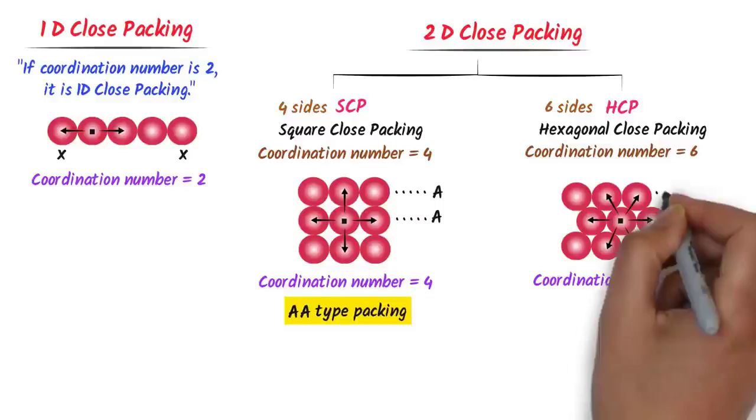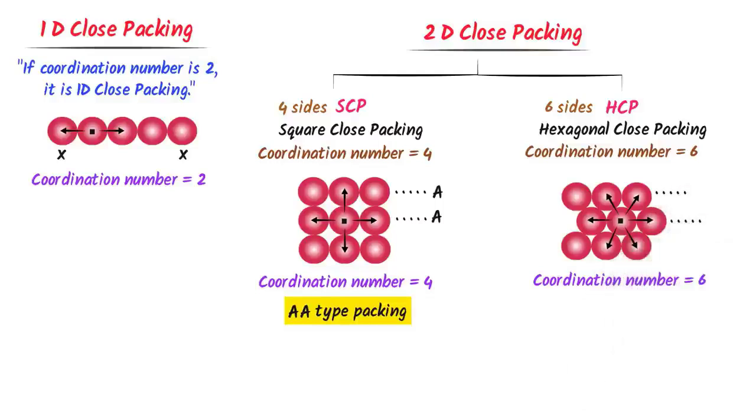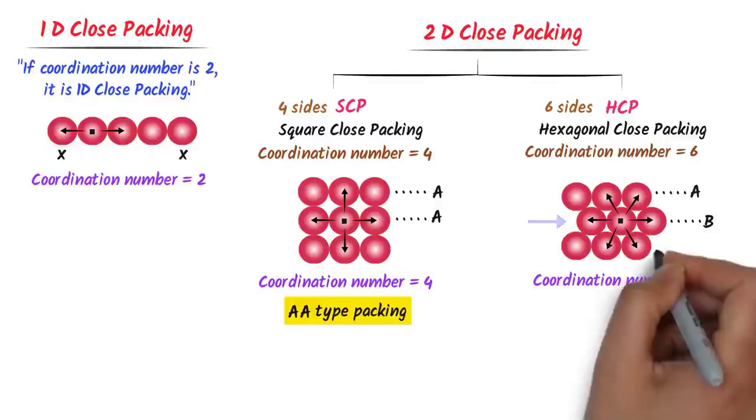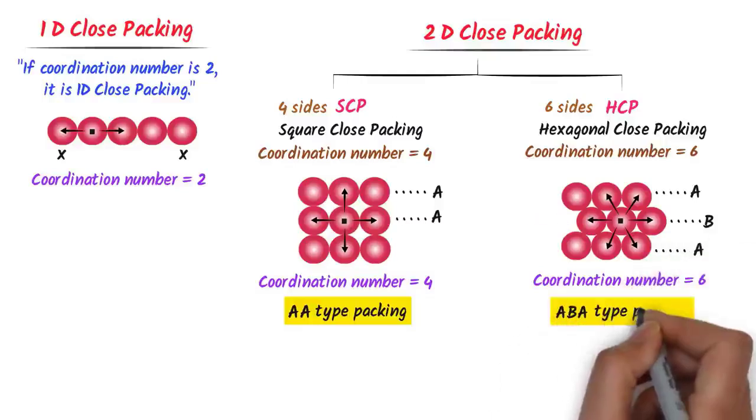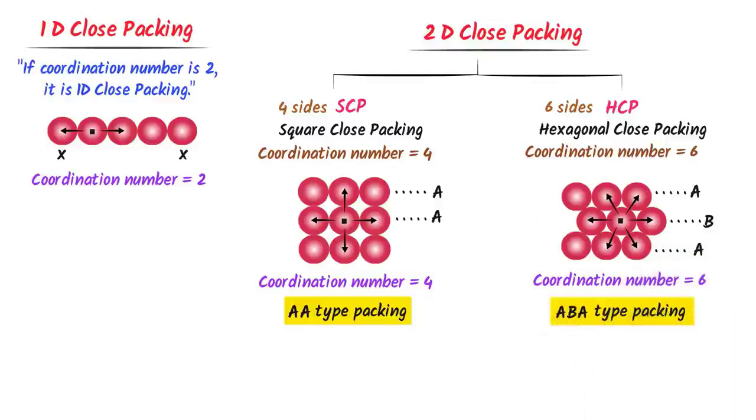Remember that this layer is different from this layer because the atom of this layer is not touching the atom of first layer. So this is A layer, this is B layer, and this is again A layer. Thus it is also known as ABA type arrangement.